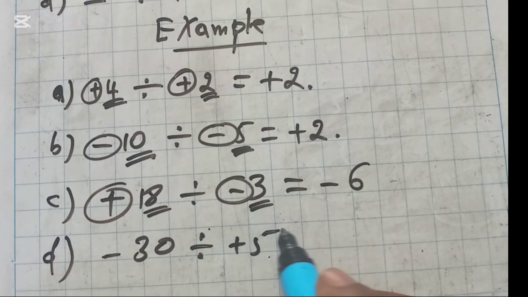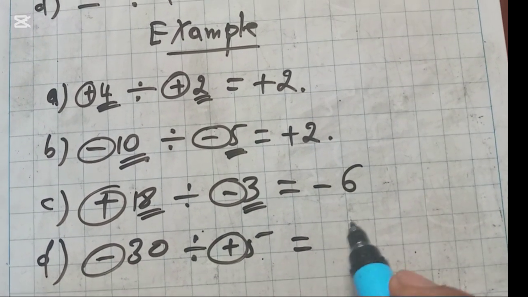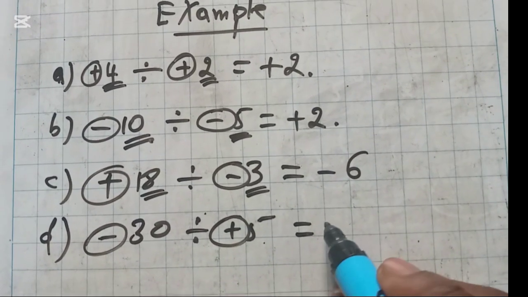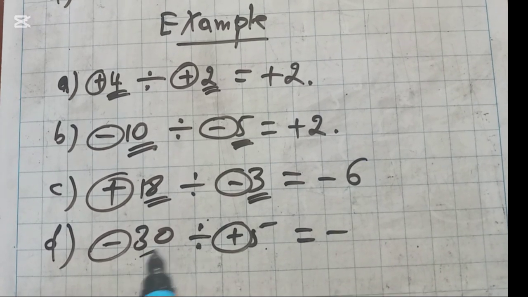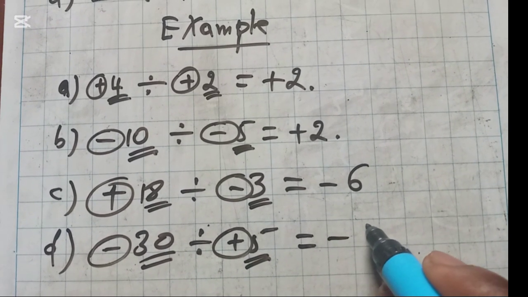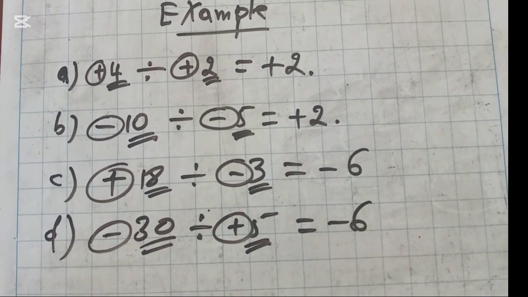plus 5. We have negative dividing by positive. This is the case of different signs. So this is giving us a negative quotient. Then 30 divided by 5 is giving us 6. Now our quotient is negative 6.